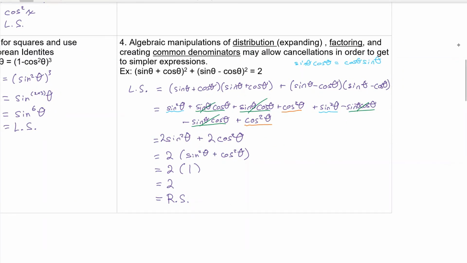Okay, so in the next video, I'm going to show you some more examples of how we can simplify expressions that use sine and cos functions, and also some more examples on how we can prove identities.